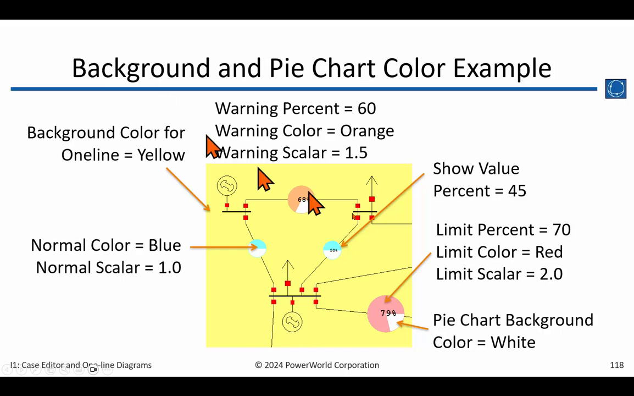And this next slide just shows on the smaller 7-bus case, or a diagram for the smaller 7-bus case, what some of the parameters are and how they impact the way the pie charts are shown. So the colors, the normal scalar, the normal color, the show value %, and different thresholds at which the color changes, and then possibly the scalar changes as well, depending on what you have set.